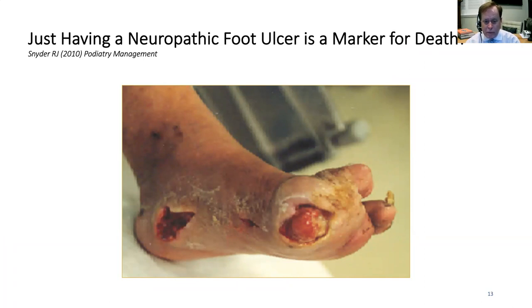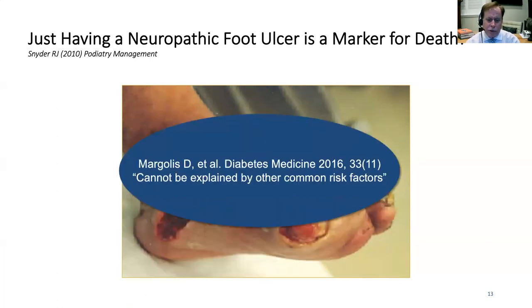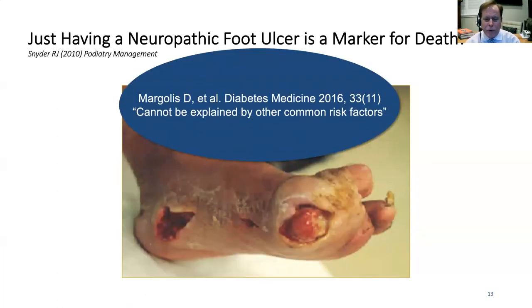Now, when I wrote this article in 2010, I got a little flak for it because, again, the belief at the time was that it was the diabetes and not the foot ulcer that was causing the patient's demise. And it wasn't until 2016 when David Margolis and colleagues published this article in Diabetic Medicine that stated that this could not be explained by any other common risk factors.